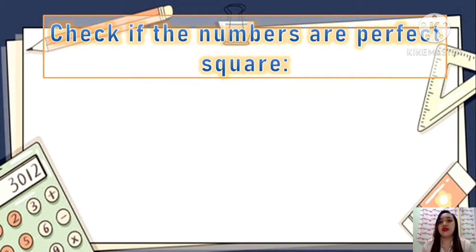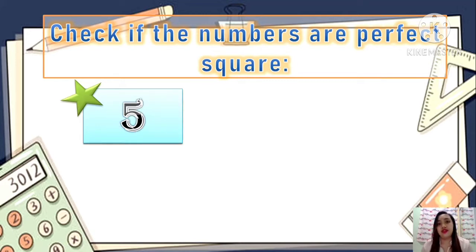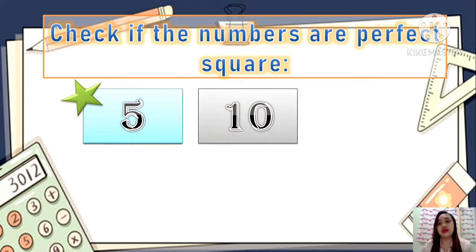Let us check if the numbers are perfect squares. Now let us test yourself if you really understand what perfect squares are. Number 1, 25. Is 25 a perfect square? Correct. It's a perfect square. And what will be the square root of 25? It's 5. Correct. Next, 10. Is 10 a perfect square? No, it is not a perfect square. Kasi wala naman siyang factor na kapag minultiply mo sa sarili niya, you will get 10.